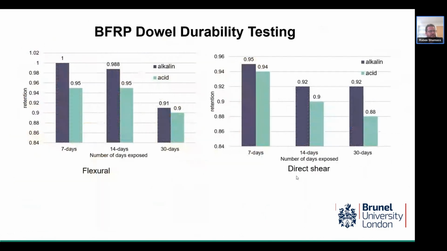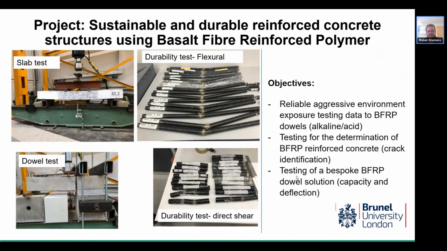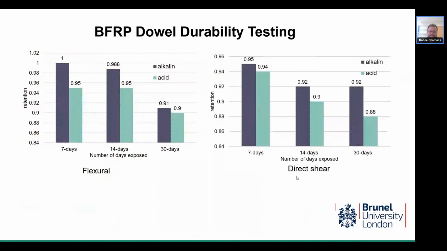Now, this slide shows the result of the testing and durability behavior of basalt fiber reinforced polymer dowels. It's just a selection of some of the slides, when they are exposed to alkaline and acid environments. They were tested at 7, 14, and 90 days in alkaline and acid solutions. We only presented flexural and direct shear, but indeed there was also short beam testing. We didn't present these, but the data obtained from these tests are crucial for understanding how BFRP material performs in a harsh environment, and how it can be directly applied to develop design specifications for construction projects.